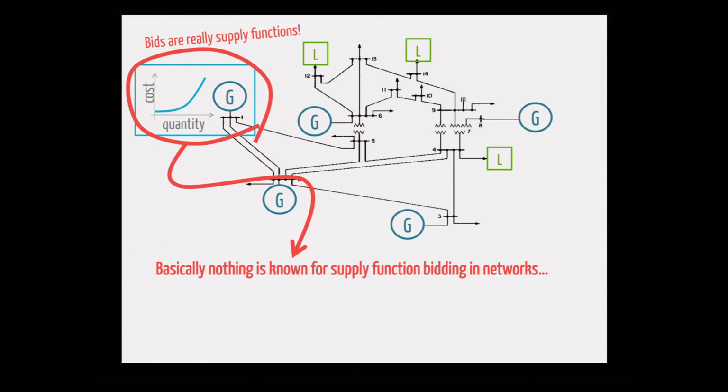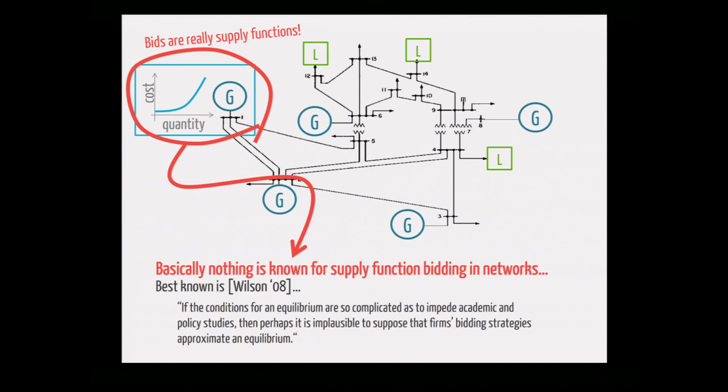There are a few papers. The nicest one is Wilson '08, if you're going to pick one to read on this topic. But just to give you an idea of what he can do, this is a quote from the conclusion: if the conditions for equilibrium are so complicated as to impede academic and policy studies, then it's implausible to suppose that firms' bidding strategies approximate an equilibrium. So he basically threw up his hands at the end of the paper and said, we can't do it, nobody should do it, maybe we should look at different models.